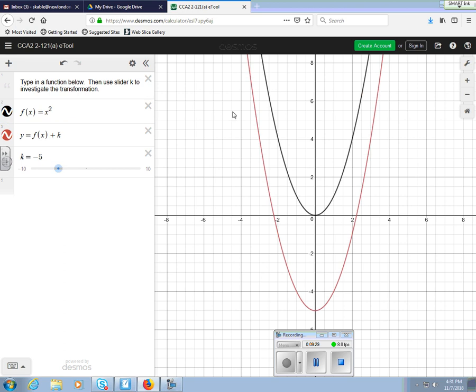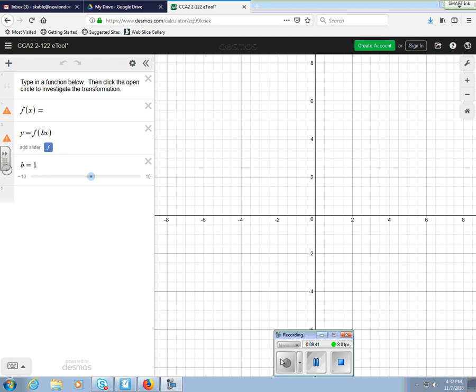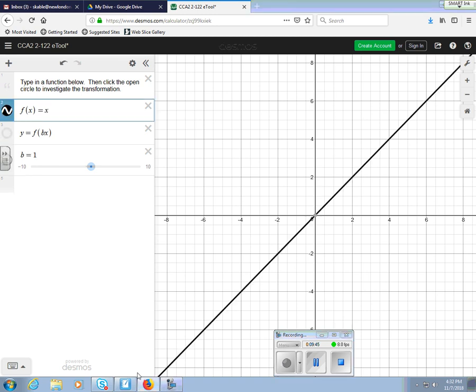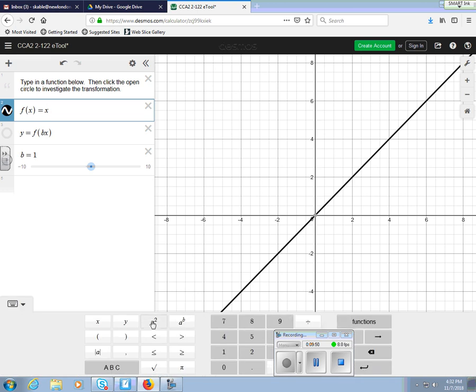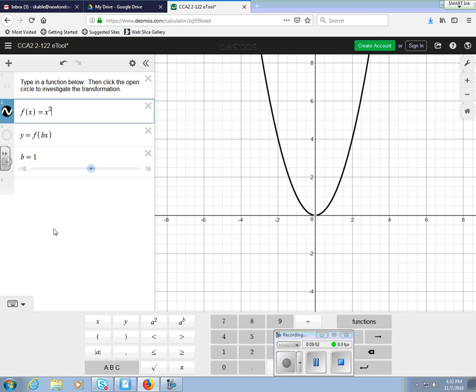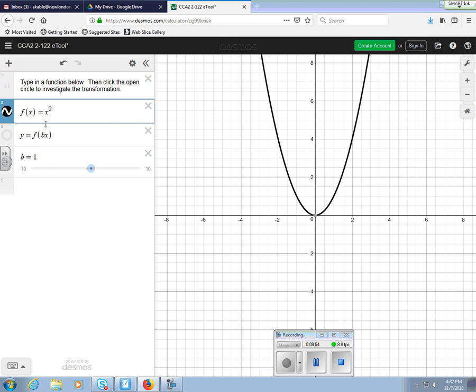Now, the one that I didn't have on here that I really think we should talk about, which is in your notes, is if we have f of bx. So what happens when there's a number in front of the x? And then what does that do? So here again is my function, and I'm just going to be very steady and keep continuing with that quadratic. So what happens if there's a number in front of the x? Then what is it going to do?